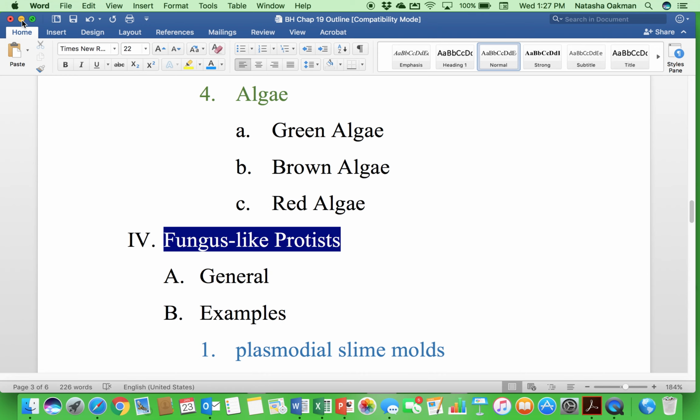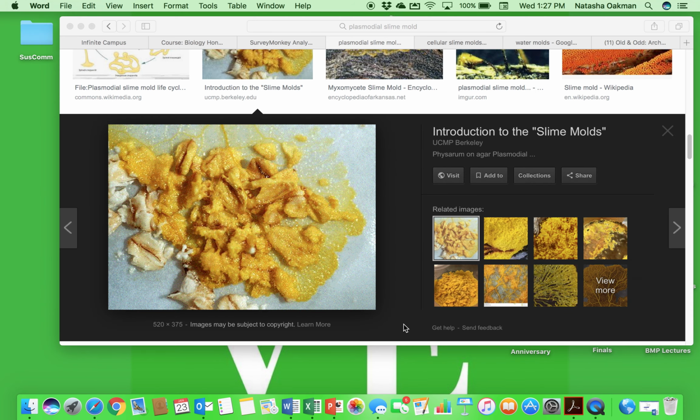So let's take a look at one of these. Aw, isn't that pretty? So all of this yellow is a single cell. And then you can see there's like oatmeal here that it's living next to, so that gives you an idea of how big the cell is. Okay. So this would be a plasmodium.